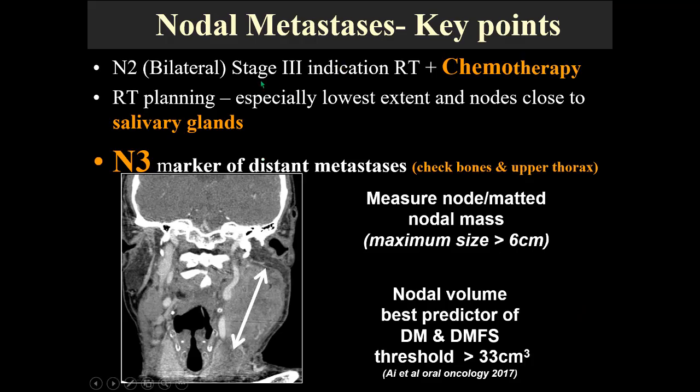So what are the key points for nodal metastases? Once it's bilateral, that's again an indication to add chemotherapy. For RT planning, look for nodes around the submandibular glands and also the lower extent. And N3, a node more than 6 centimeters or below the cricoid, is a marker for distant metastases. Where we are, we can't PET scan everybody, so we use this as a marker to then go on to PET scanning to look at the whole body. If you're measuring, you can measure the whole distance, even the matted nodes together. In fact, we found that nodal volume is a very good predictor for distant metastases.